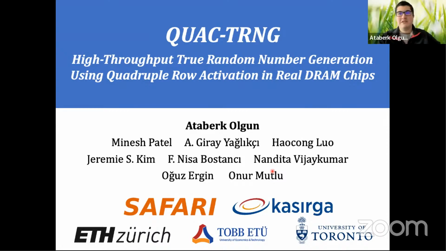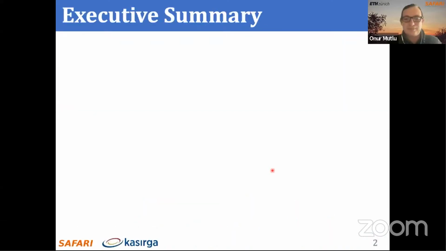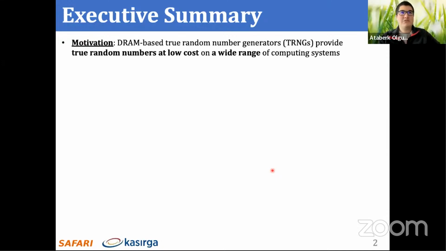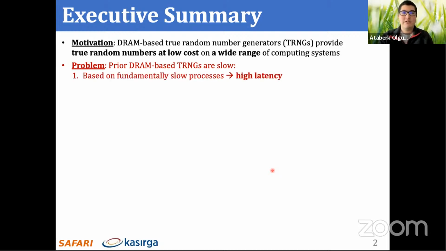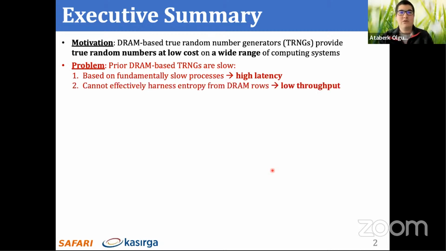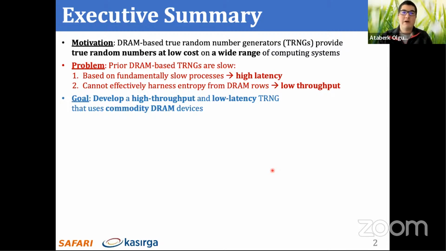Yeah, thanks, Onur, for the introduction. I'll skip this slide because you already know the title and where it was published, and just go with the summary. DRAM-based true random number generators can provide low cost random number generation to a wide variety of computing systems. However, prior DRAM-based TRNGs cannot provide low latency and high throughput because these TRNGs either sample fundamentally slow physical processes, or they cannot effectively harness entropy from DRAM rows.